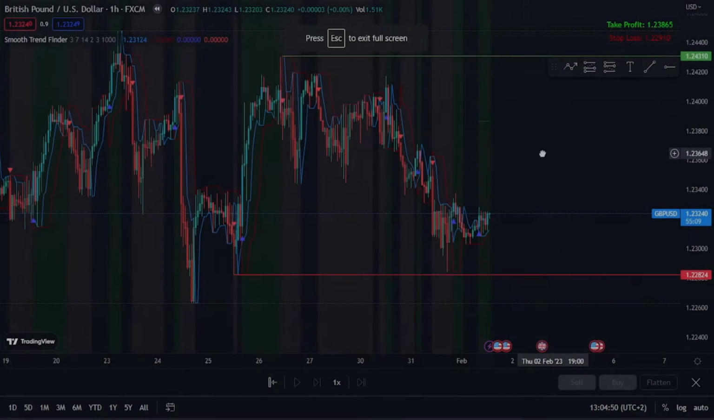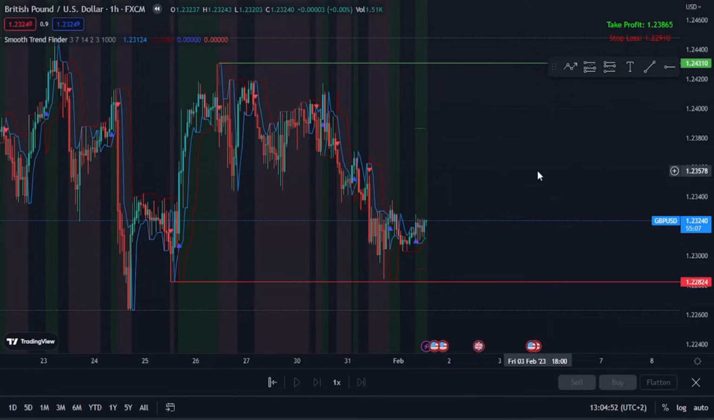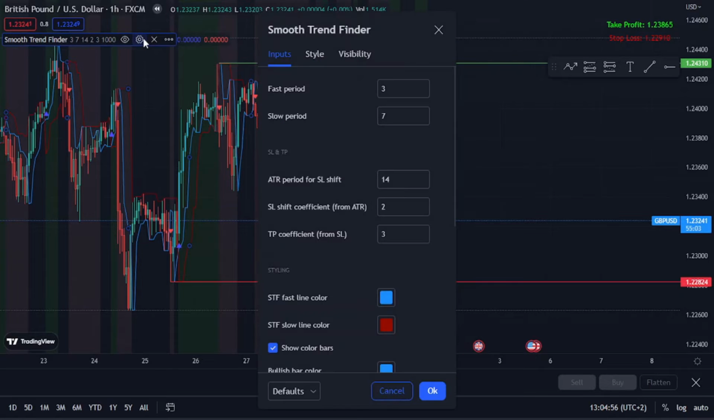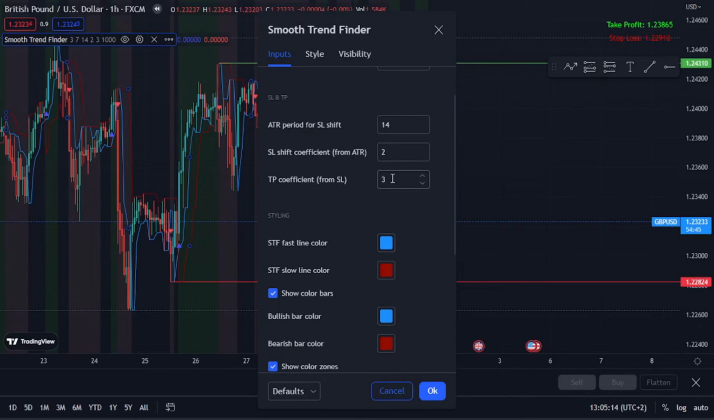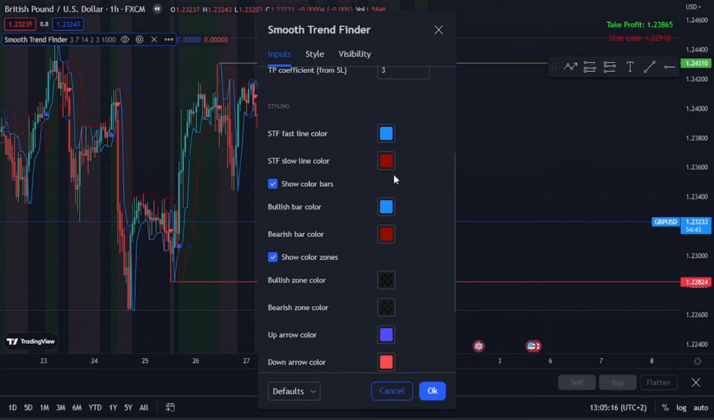Next, let's take a look at the settings for the Smooth Trend Finder. The Smooth Trend Finder is based on a triple confirmation algorithm. Under the settings, you can adjust the fast and slow periods and also the easy to use stop loss and take profit levels that are determined by a coefficient of the ATR. The coefficient for these levels can also be adjusted.